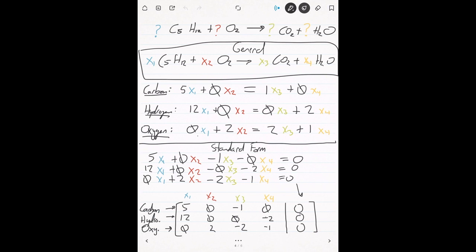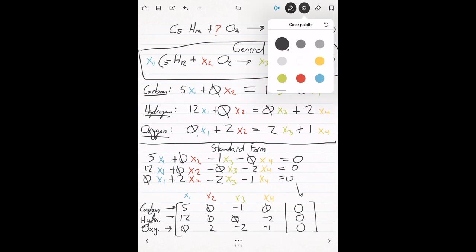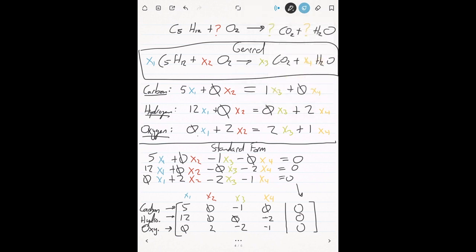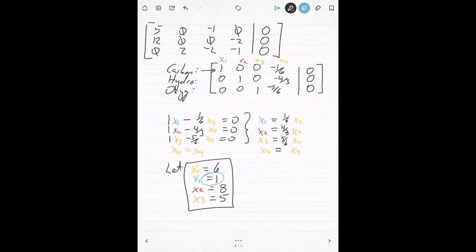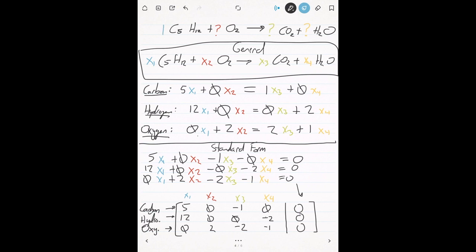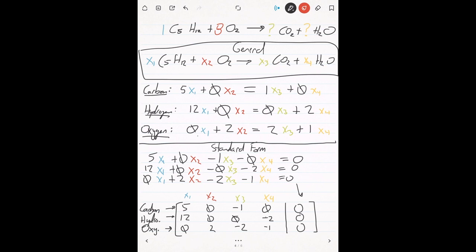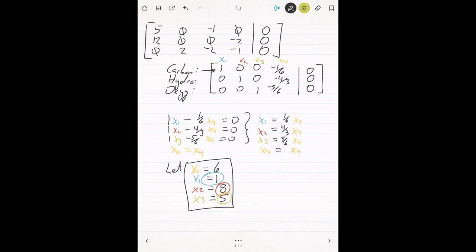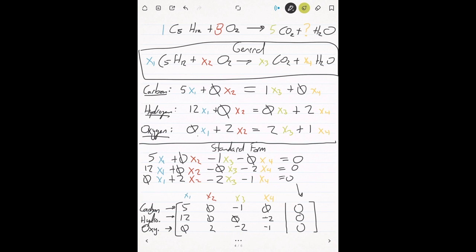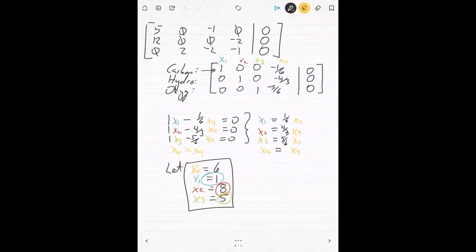So here we had X1, which is how much pentane there was. Well, we said X1 is just 1. So there is 1 molecule of pentane, and that's going to react with how many molecules of oxygen? Well, we said 8. So this is an 8. And then we are going to produce a certain amount of molecules of carbon dioxide. We're saying here that's 5. So there are 5 molecules of carbon dioxide. And then how many water molecules will there be? Well, we set it to be 6.